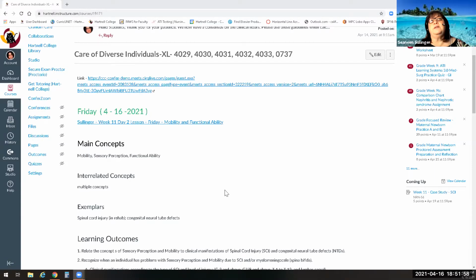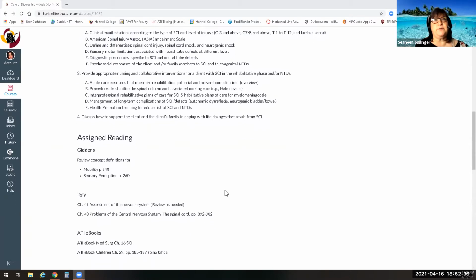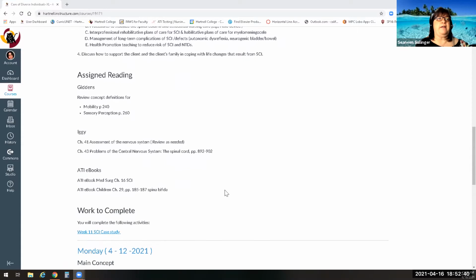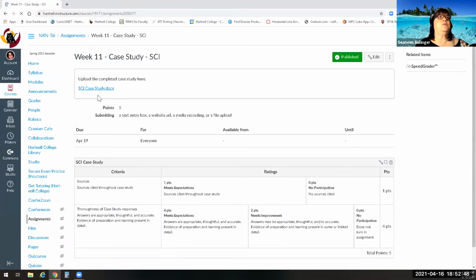So we're talking about mobility, sensory perception, and a little bit about functional ability. These are concepts that we talked about in first semester and hopefully have been talking about throughout. We're going to look at specific examples, our exemplars of spinal cord injury and neural tube defects, specifically spina bifida, which is myelomeningocele, which I believe you guys had a question on the proctored assessment. So my thought is you have your learning outcomes, and I would like to go down the learning outcomes and show you where the resources are, answer any questions, and hit some really specific points. You have the quiz that opens today at 5, and then the work to complete by Monday at midnight, and we will talk about some of this during the SCI portion of today.